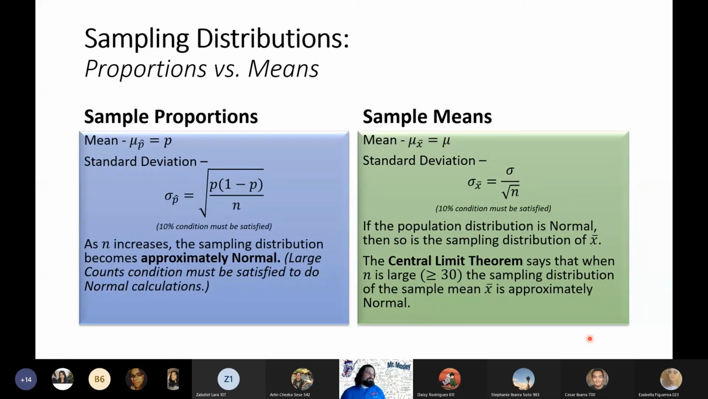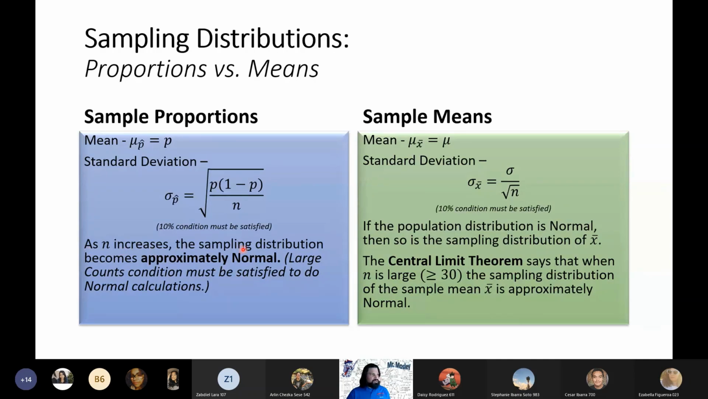So in a nutshell, sampling distributions, proportions versus means. With a sample proportion, the mean will be equal to the parameter p. The mean of p hat is equal to p. Standard deviation, as long as the 10% condition is satisfied, the standard deviation of p hat is equal to the square root of p times 1 minus p divided by n. Again, where p is the parameter, or the proportion of the population, and n is the sample size.